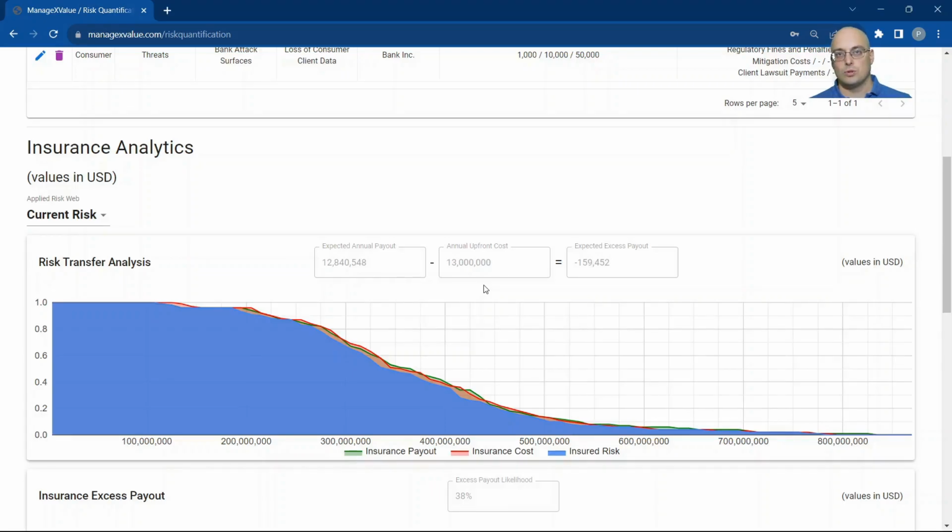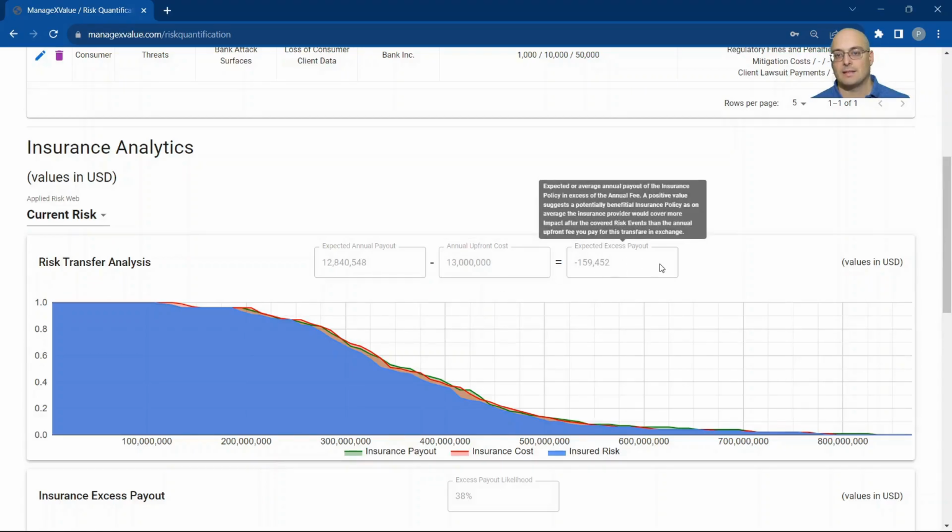However, in order to get access to that potential transfer of risk, you need to pay an insurance premium or an insurance cost or fee upfront to the insurance provider, and that is represented by the red area within the chart. And then if the red area within the chart exceeds the green one, that basically means that in that part of the risk profile, the annual upfront cost exceeds what the annual payout would be. So in this case, the expected annual payout is a little bit less than the annual upfront cost.